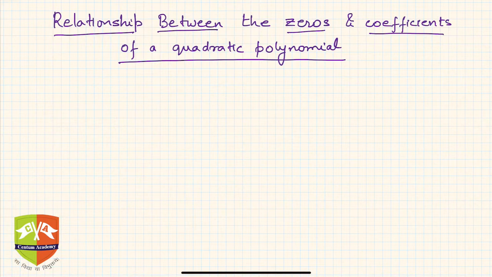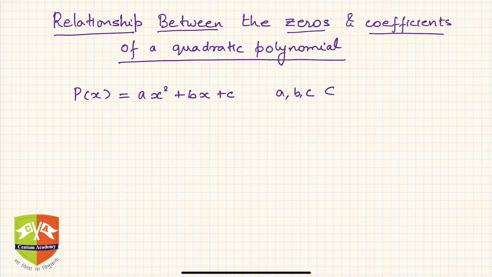So you know a quadratic polynomial p(x) is defined as ax squared plus bx plus c, where x is the independent variable. a, b, and c are all real numbers. And a cannot be zero, and the reasoning is if a is zero, it is reduced to a linear polynomial.